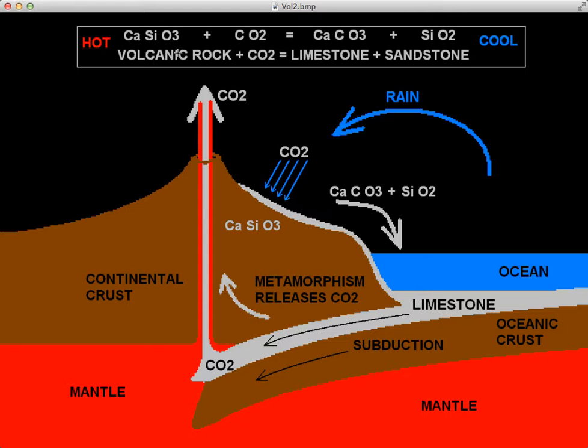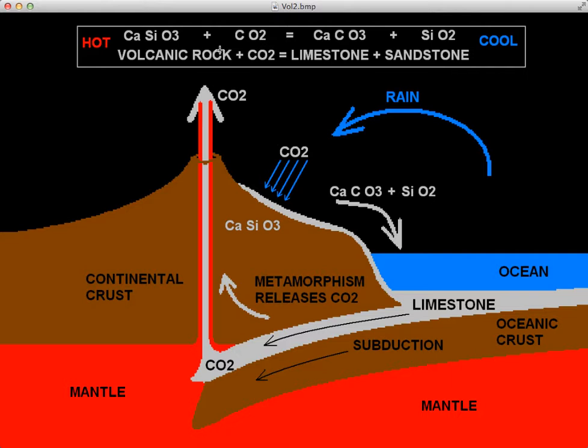This is a calcium silicate rock, also known as igneous rock. This here is carbon dioxide gas. This here is calcium carbonate, and this here is silicon oxide. So this is limestone, or another word for that is chalk, and sandstone, well, compressed sand really.